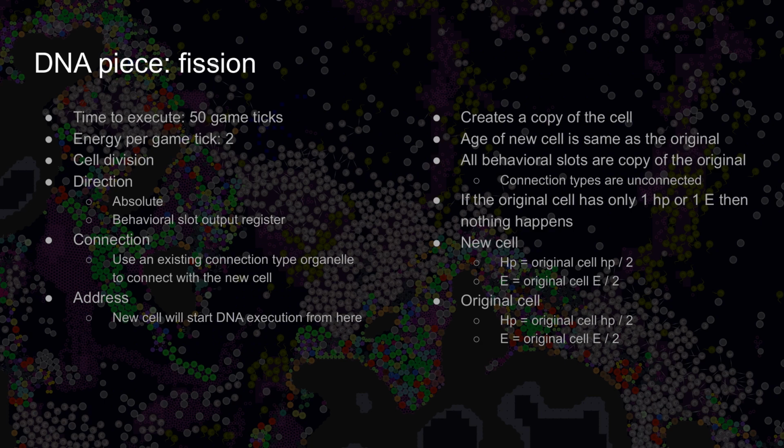One difference is connection organelles copy over, but their connections do not. Connection organelles are unconnected in the new copy. Hit points and energy are split between the original cell and the copy. If either one is 1, then the fission does not happen.